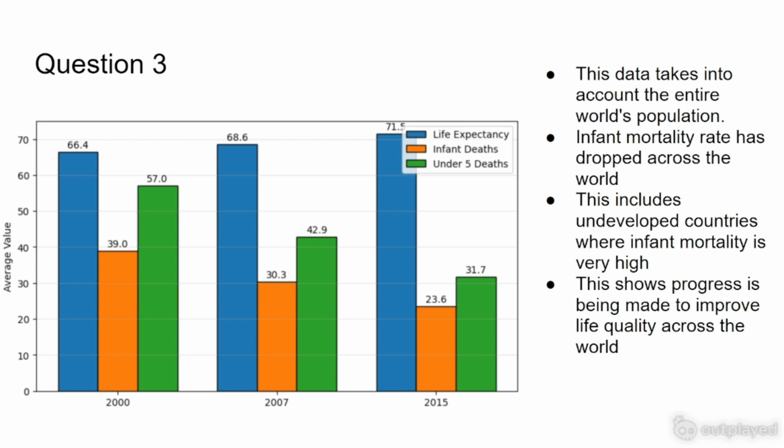I think it's a very important thing that even though this data takes into account every country in the world, it shows that even developing countries are making progress and improving quality of life and getting the infant mortality rate lower.